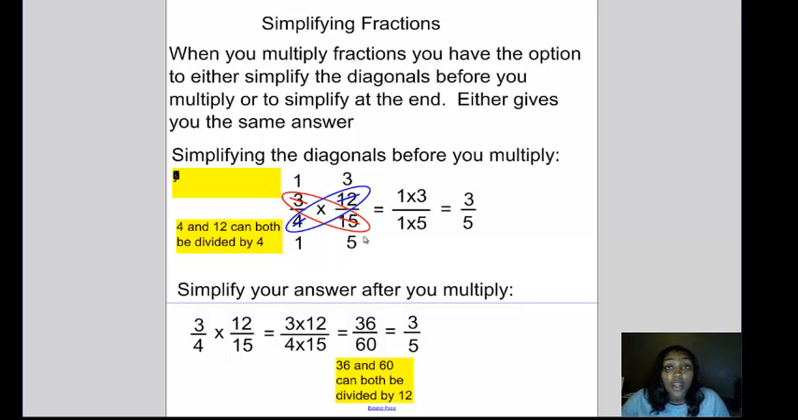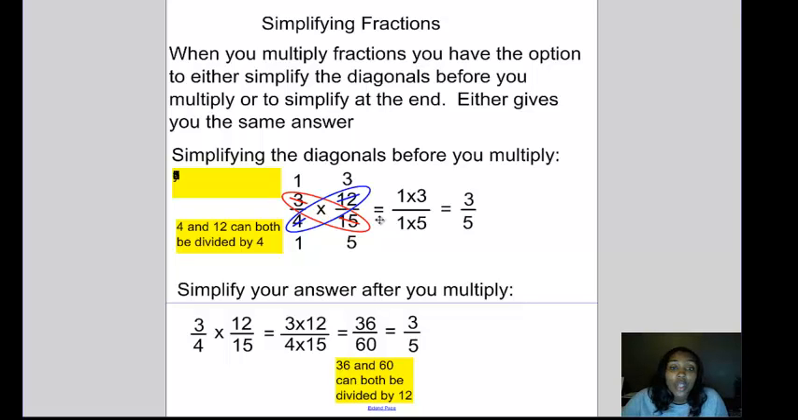And you would simplify them the same way you would simplify a fraction, by finding what number can go into both numbers. So 3 and 15 can both be divided by 3. 3 divided by 3 gives you 1, so I replace the 3 with a 1. And 15 divided by 3 gives you 5, so I replace the 15 with a 5. Then if I look at this diagonal, 12 and 4 can both be divided by 4. So I divide 4 by 4 and replace the 4 with a 1. And then I divide 12 by 4 and replace the 12 with a 3.